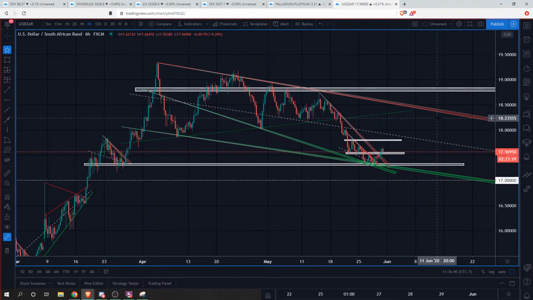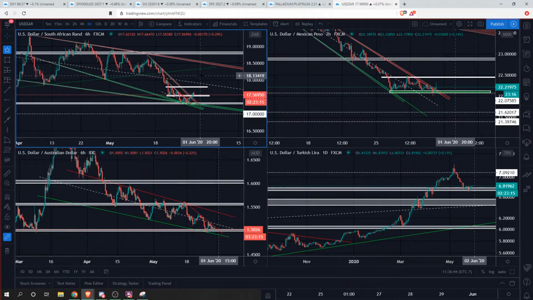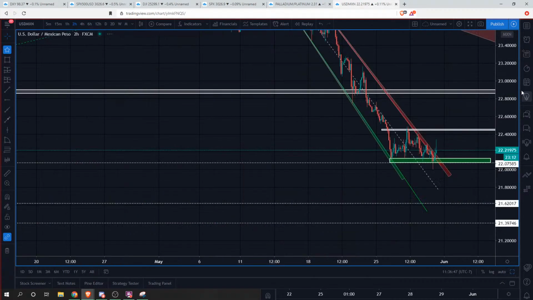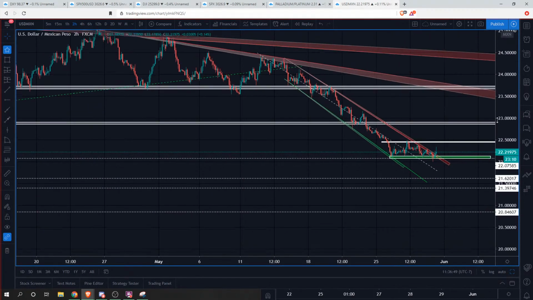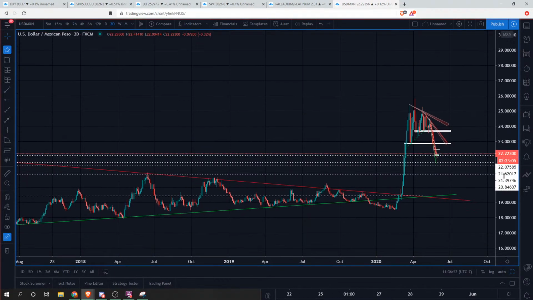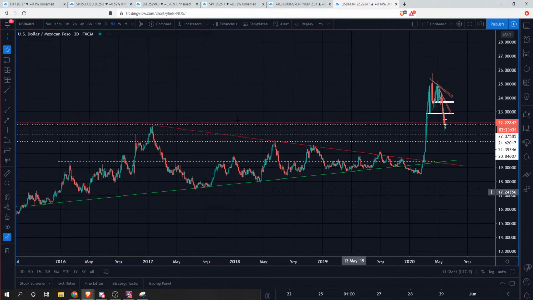All right, so that's the first pair. Now let's go to the US dollar compared to the Mexican peso, or paired with the Mexican peso. So let's zoom out here. And it's pretty similar in terms of how strong the United States dollar is compared to the Mexican peso.